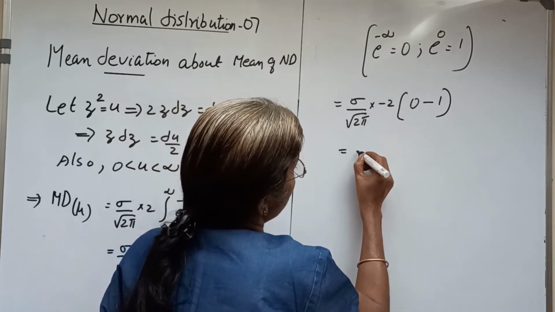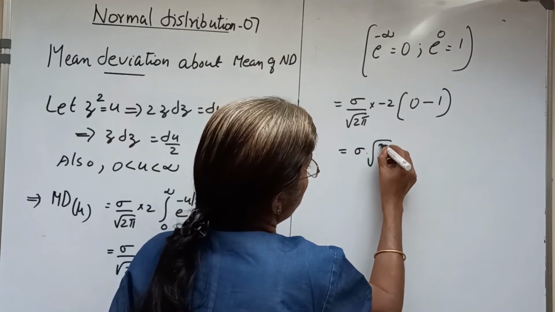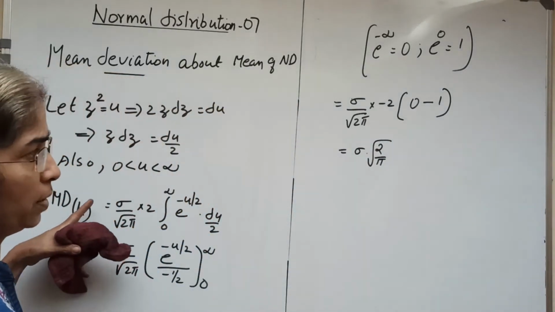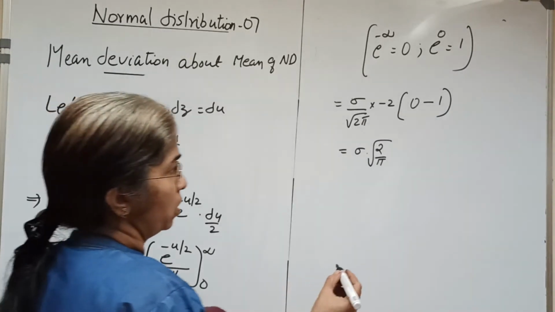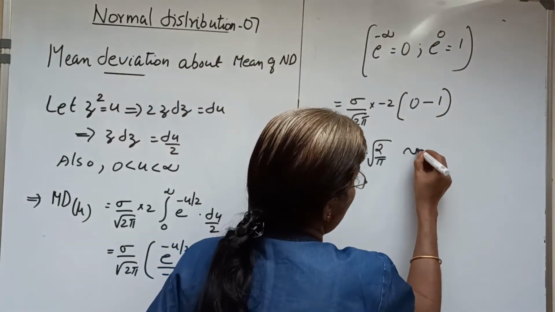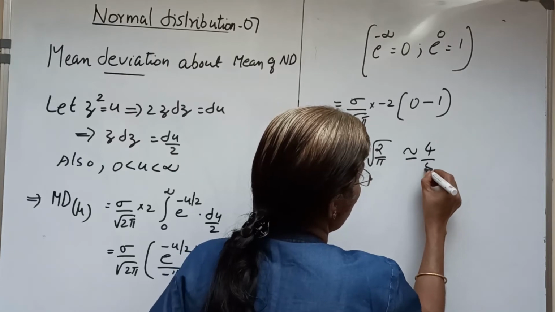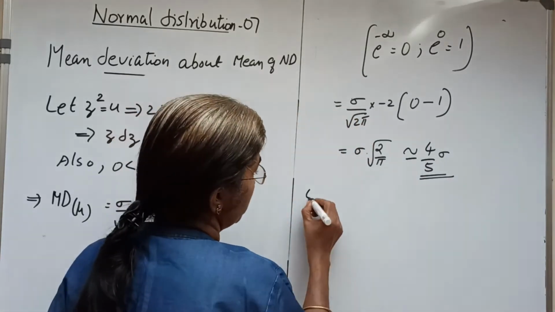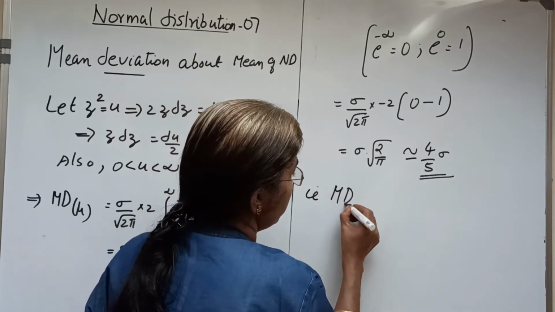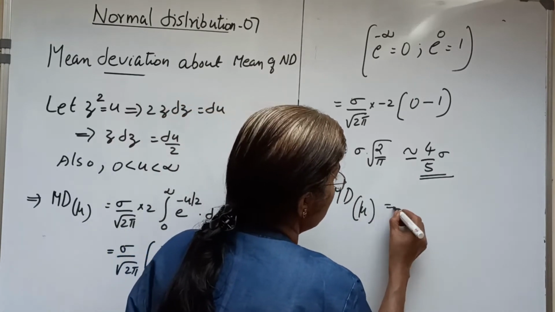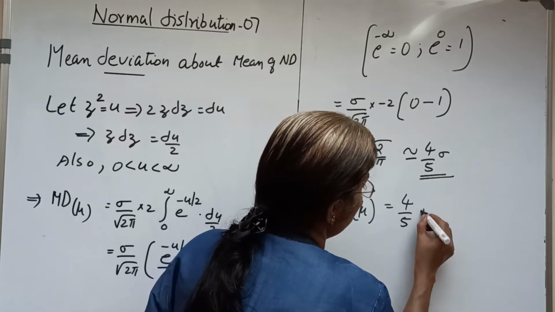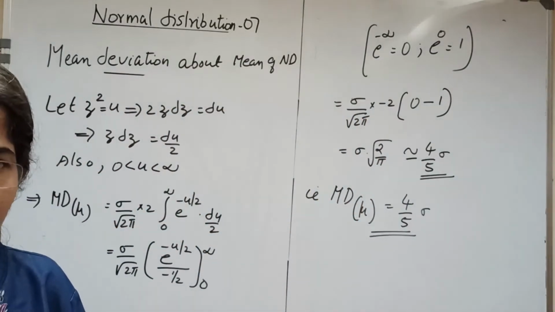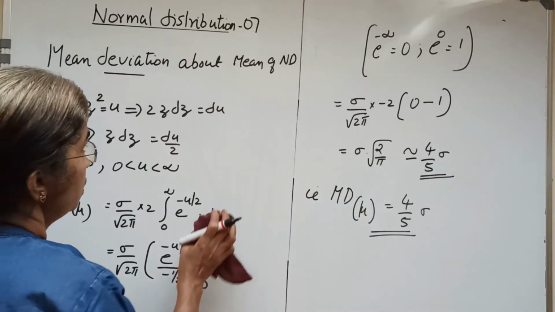That is sigma into root of 2 by pi. Mean deviation about mean can be approximated as 4 by 5 sigma, approximately equal to 4 by 5 sigma. That is, mean deviation about mean is 4 by 5 sigma.